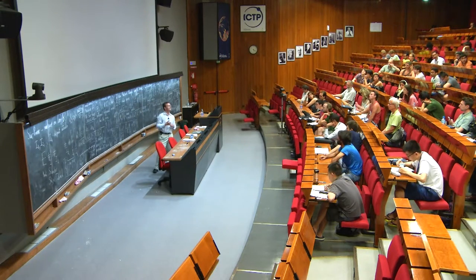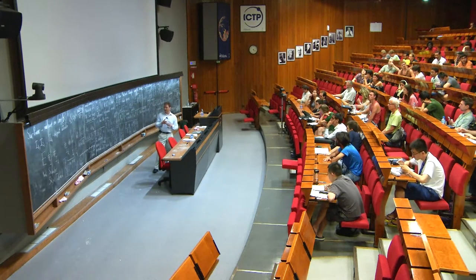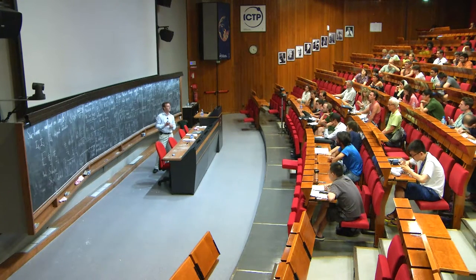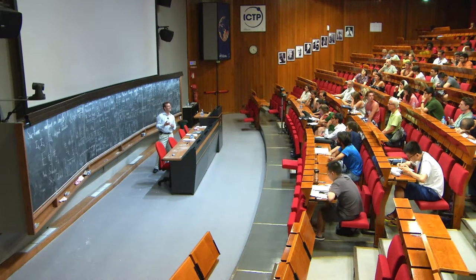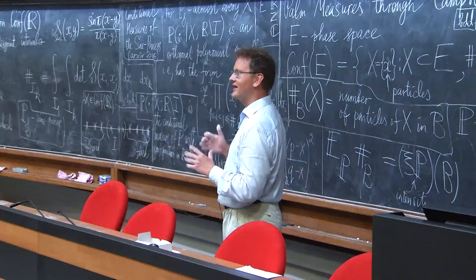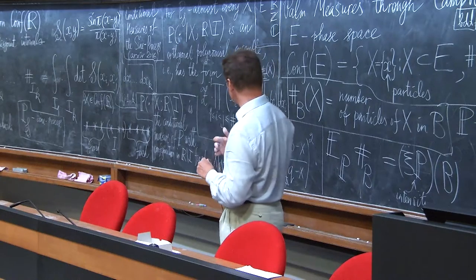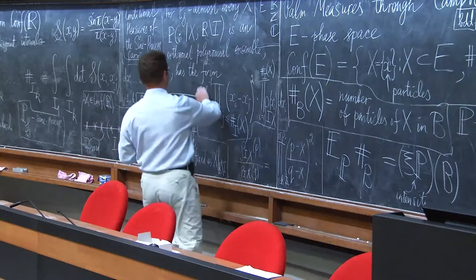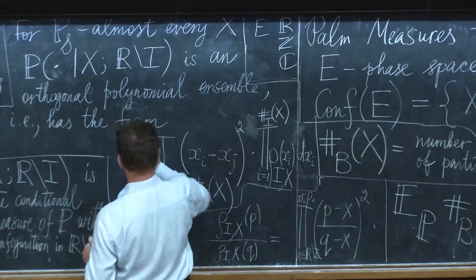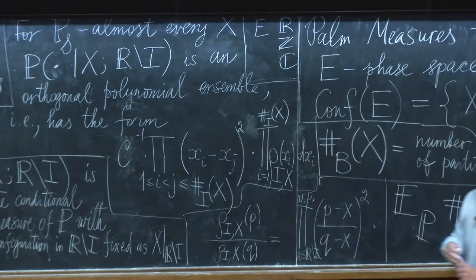So again, C is just a normalization constant, so that it's a probability measure. The conditional measure is a probability measure. It's just a constant. Sorry? I don't know, this is not so. Excuse me. Okay, you're completely right. C inverse, okay. C inverse.